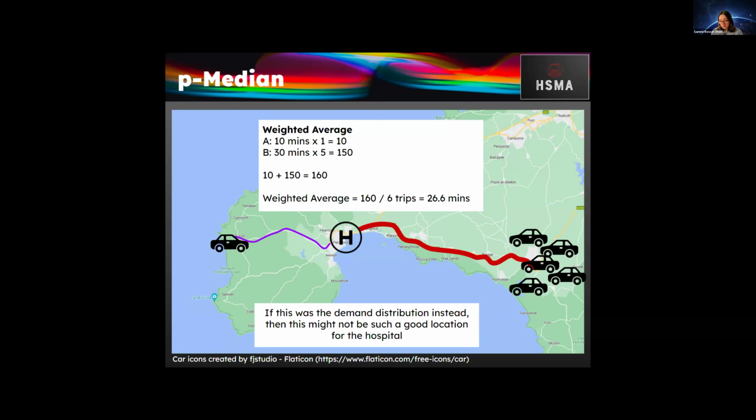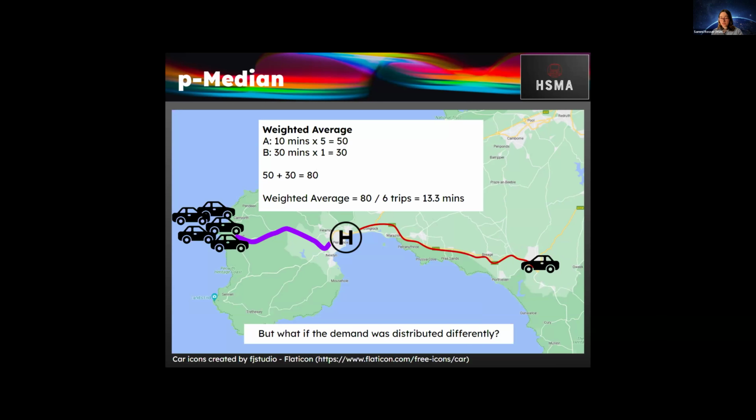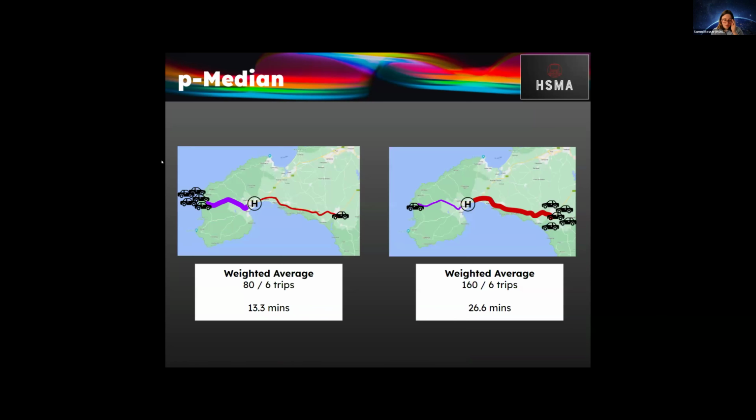So if this is what the distribution was, this might not be such a good location for the hospital, but if this is what the distribution is, it's a pretty good location for the hospital, it seems. So comparing this across the two, we can see that we have quite a significant difference in our weighted average travel time.